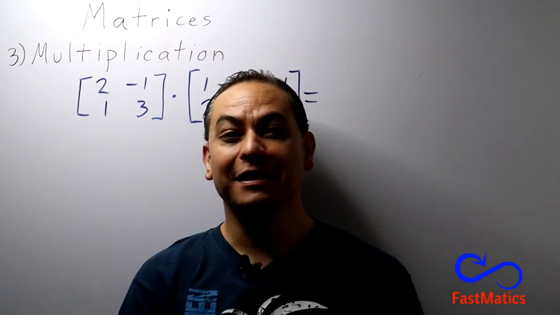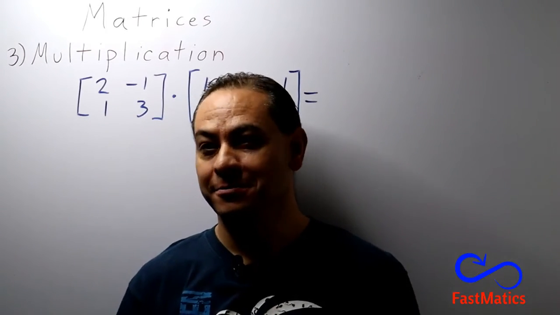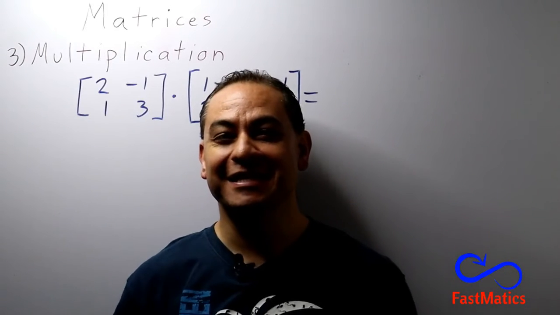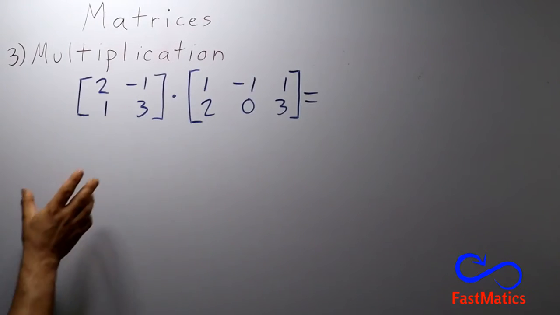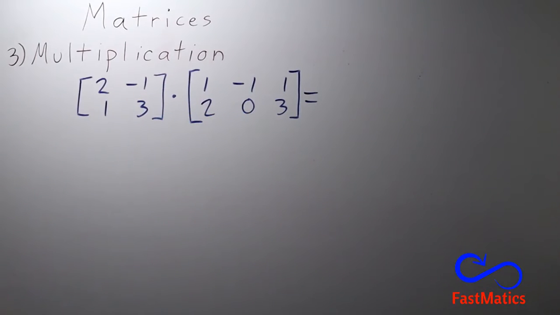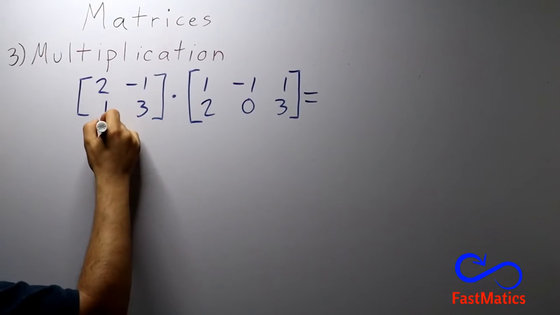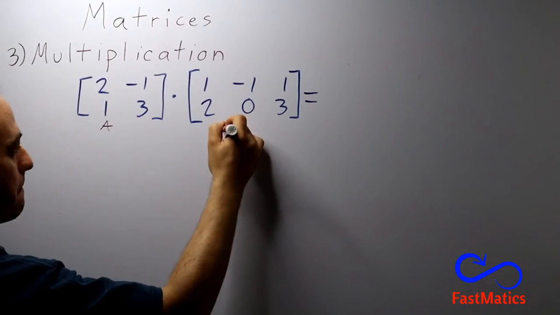Today we're going to see matrix multiplication. It seems to be difficult, but it's very easy. Follow me please. Imagine we have two matrices, matrix A and matrix B.